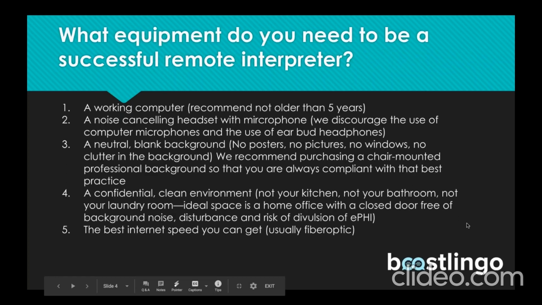Let's get into the nitty gritty, some of the more technical aspects of equipment that you might need to be successful as a remote interpreter. Well, number one, of course, a working computer, right? We recommend no equipment that is older than 5 years. Of course, depending on what you're using, Mac or Windows PC, it's going to vary, but we have more detailed documentation on this as well that we give to interpreters when they sign up with the network.